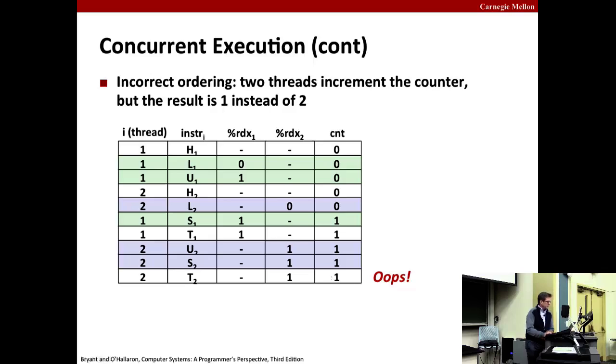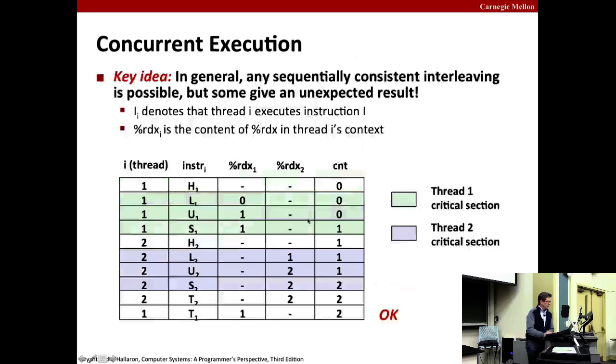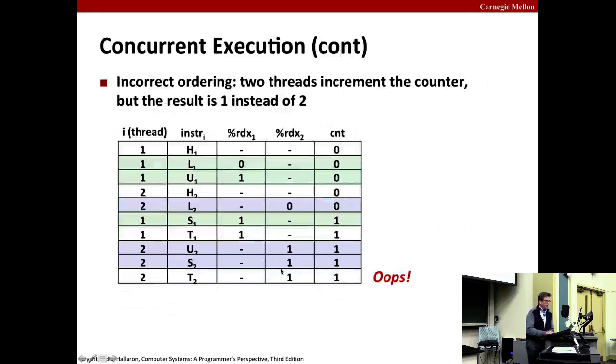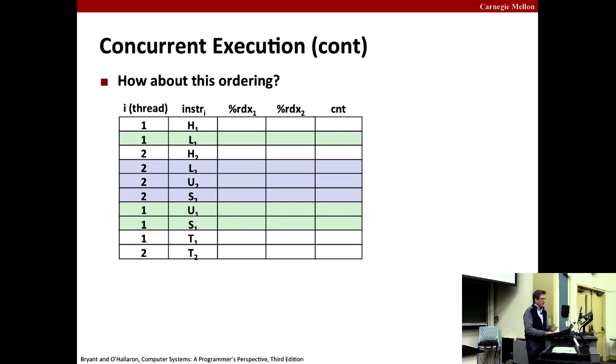Okay, and the general thing to notice is, do you see how these critical sections have been interleaved? In this case, the critical section for thread 1 executed before the critical section for thread 2. But in this case, the two critical sections interleaved. So let's see another example of that. Here you can see that these are interleaved, so that probably suggests there might be a problem.